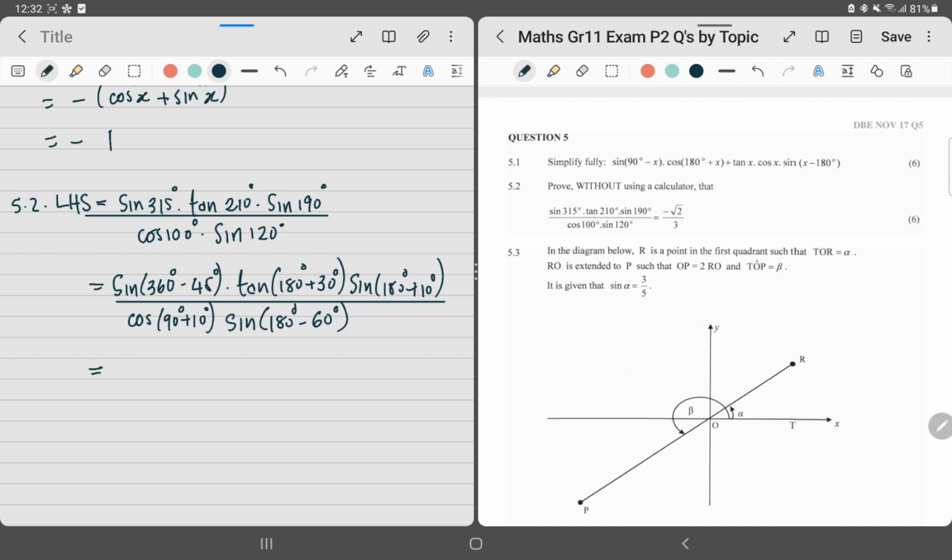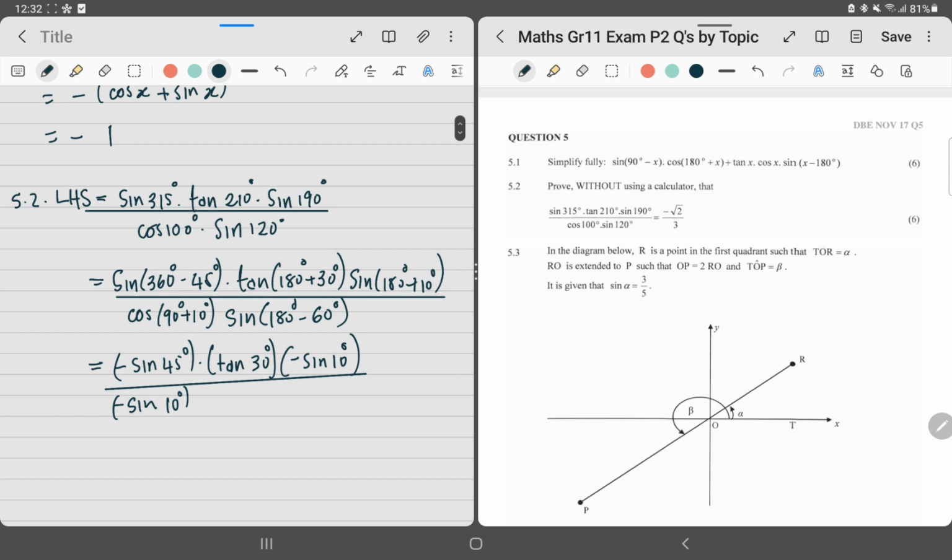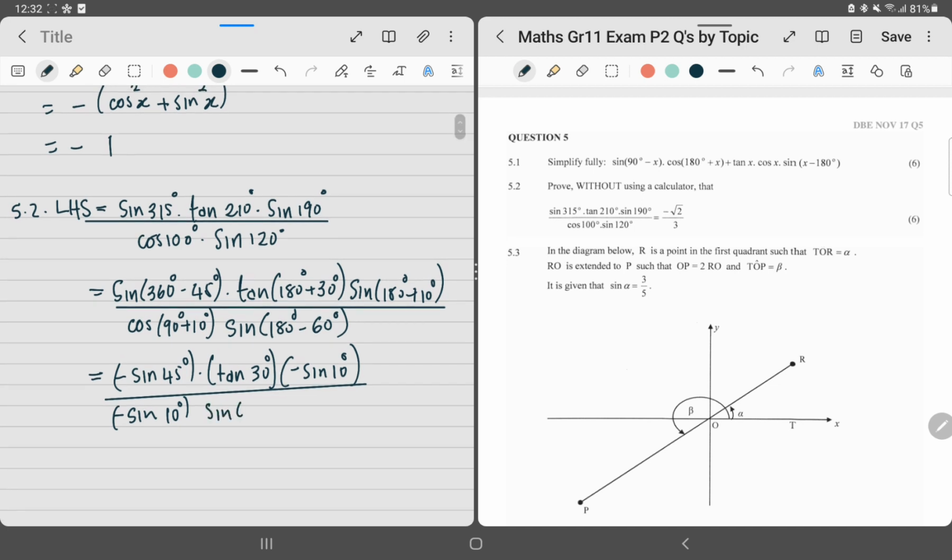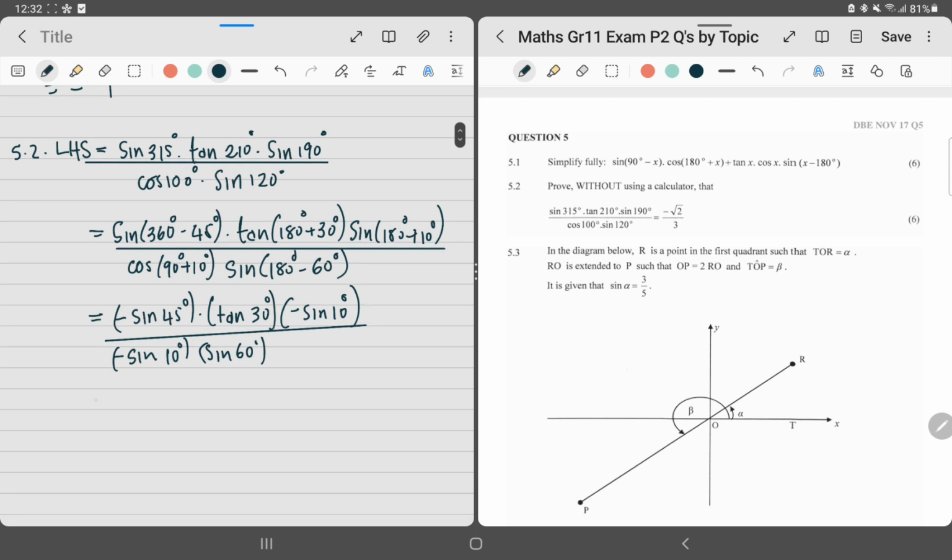360 minus is in the fourth quadrant, sine is negative. 180 plus, third quadrant, tan is positive there. 180 plus, third quadrant, sine is negative. 90 plus is in the second quadrant. In the second quadrant, cos is negative. But because we are using a 90, cos will change to sine. 180 minus, second quadrant, sine is positive. This takes care of that.